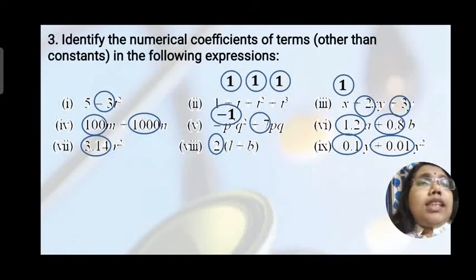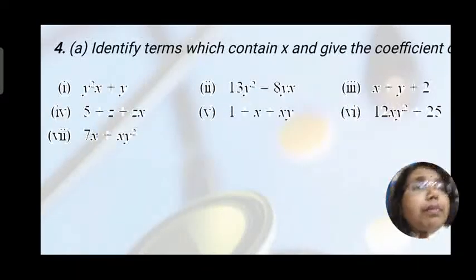As in the second question we see plus t squared plus t cubed. So in all these places there is no numerical coefficient actually shown. But when there is no coefficient, there is always a coefficient of 1.